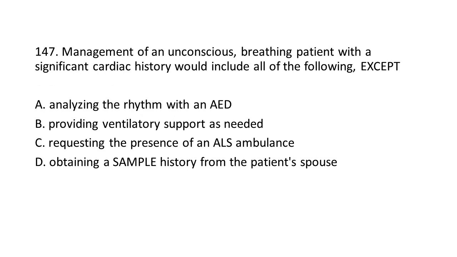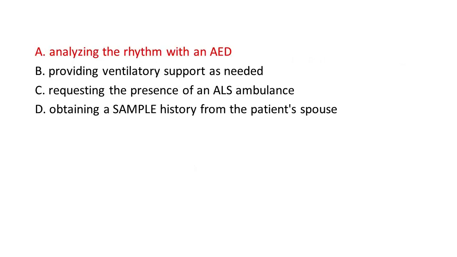147. Management of an unconscious, breathing patient with a significant cardiac history would include all of the following, except A. Analyzing the rhythm with an AED. B. Providing ventilatory support as needed. C. Requesting the presence of an ALS ambulance. D. Obtaining a sample history from the patient's spouse. The answer is A. Analyzing the rhythm with an AED.